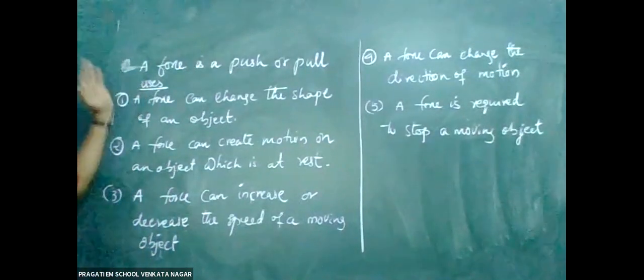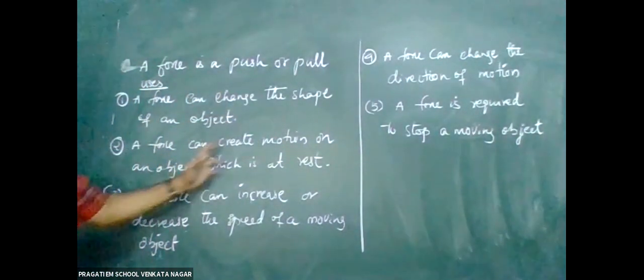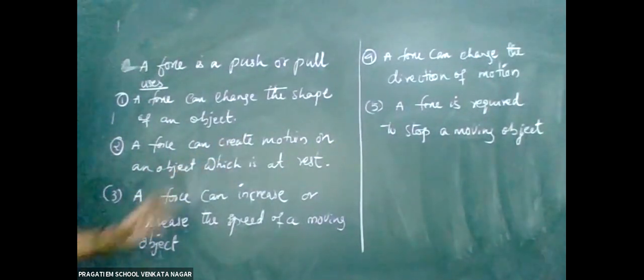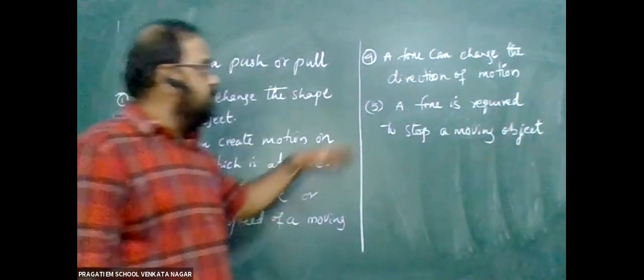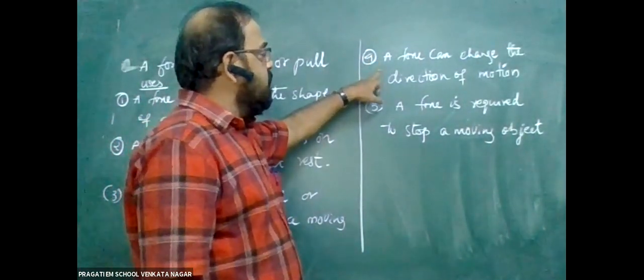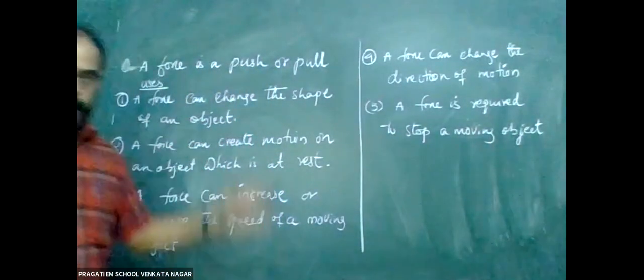A force can change the shape of an object. A force can create motion on an object which is at rest. A force can increase or decrease the speed of a moving object. A force can change the direction of motion. It is required to stop. Okay, please note.